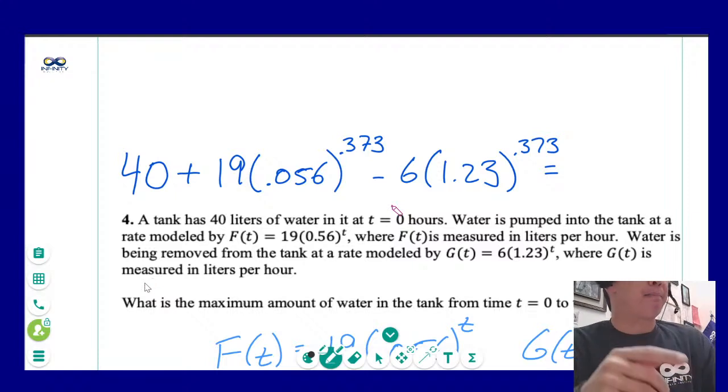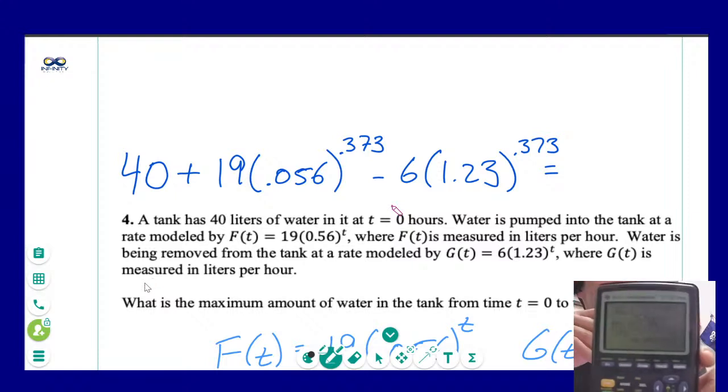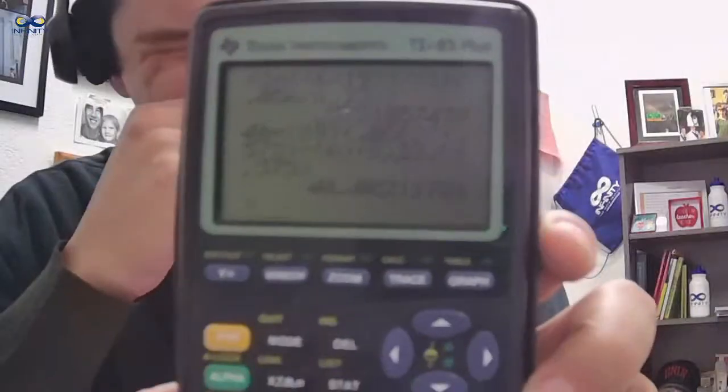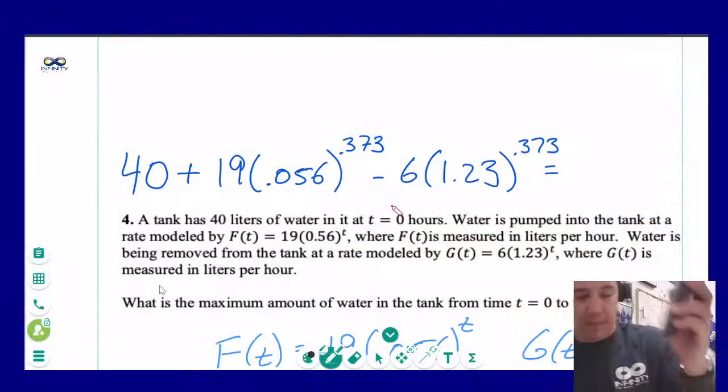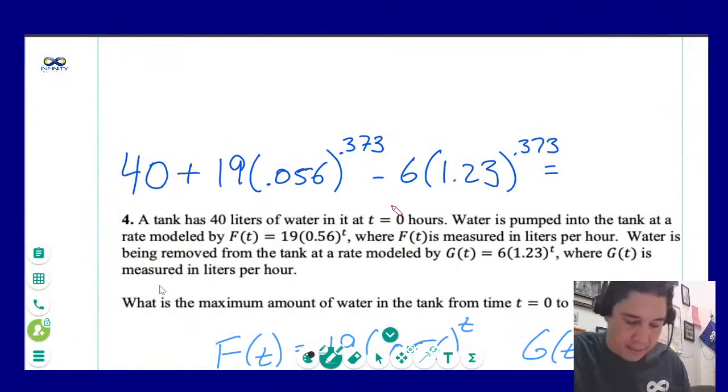I got 40.002. But that doesn't sound right to me. It could be right. Let me double check.